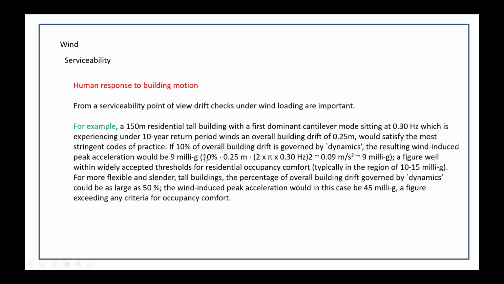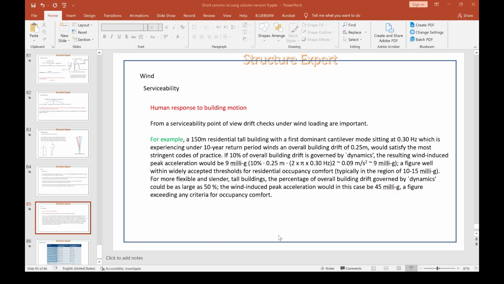Now let's multiply 10% with the 0.25 meter, multiply with 2, multiply with pi, multiply with the frequency, 0.30 hertz. So you will get 0.09 meters per square second, which is equal to 9 milli-g. Now let's check.